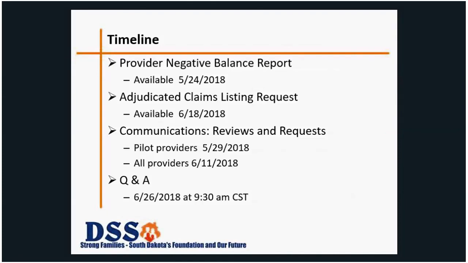So our timeline for each of these new pieces of functionality, the Provider Negative Balance Report has been available since 5/24/2018. The Adjudicated Claims Listing Request, we are expecting that will be available for providers 6/18. The Communications Reviews and Requests is currently in the pilot stage for some providers, and then it will be opened up to all providers on 6/11/18. We will also have a follow-up question and answer on 6/26/2018 at 9:30 a.m.